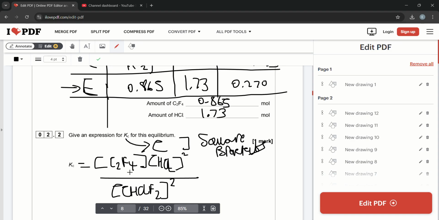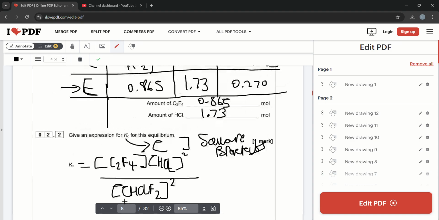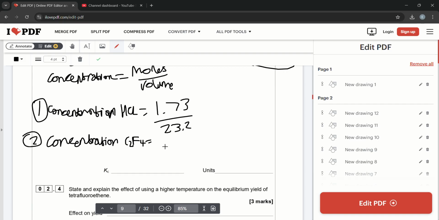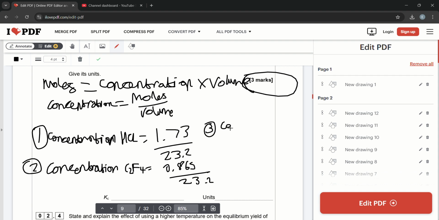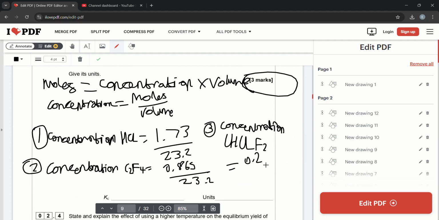Concentration of C2F4 is going to be 0.865 divided by total volume, 0.865 divided by 23.2. The final one, CHClF2. Concentration of CHClF2 is going to be 0.270 divided by 23.2.